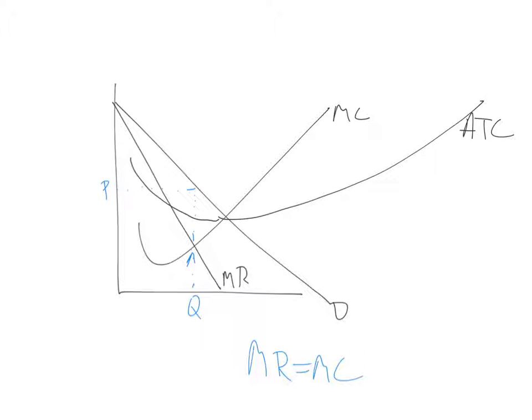Now in order to find the profit, you have to look at the average total cost curve. So at MR equals MC, dot up to the average total cost curve. Then you're going to dot over from that. And this area right here is going to be your profit.